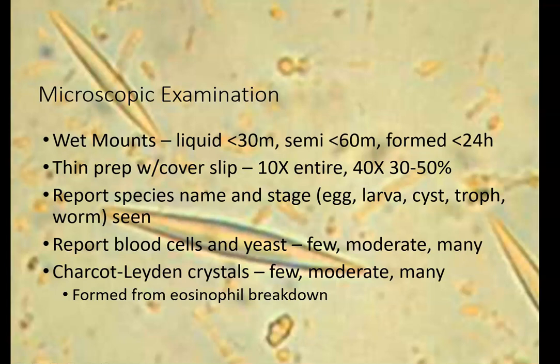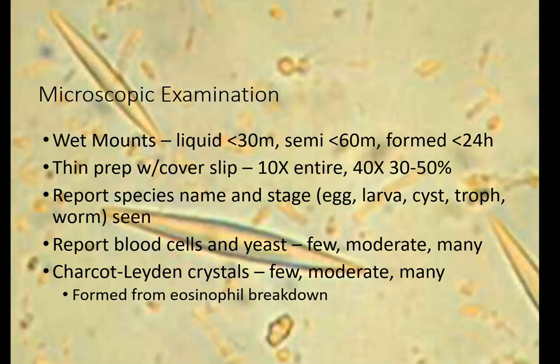Then, of course, we have to look at this stuff microscopically. And if you're doing wet mounts, the timing is everything. So if you have a liquid stool and it came fresh to you within 30 minutes, you can do a wet mount on it and be fine. The background on this slide shows a wet mount, but if you'll notice, everything looks kind of yellow. One of the things that we would do regularly is do a wet mount on fresh stools. You put a little iodine in it to help give it contrast, so the structures will take on that yellowy color, so that we can actually see what's there and what's not.